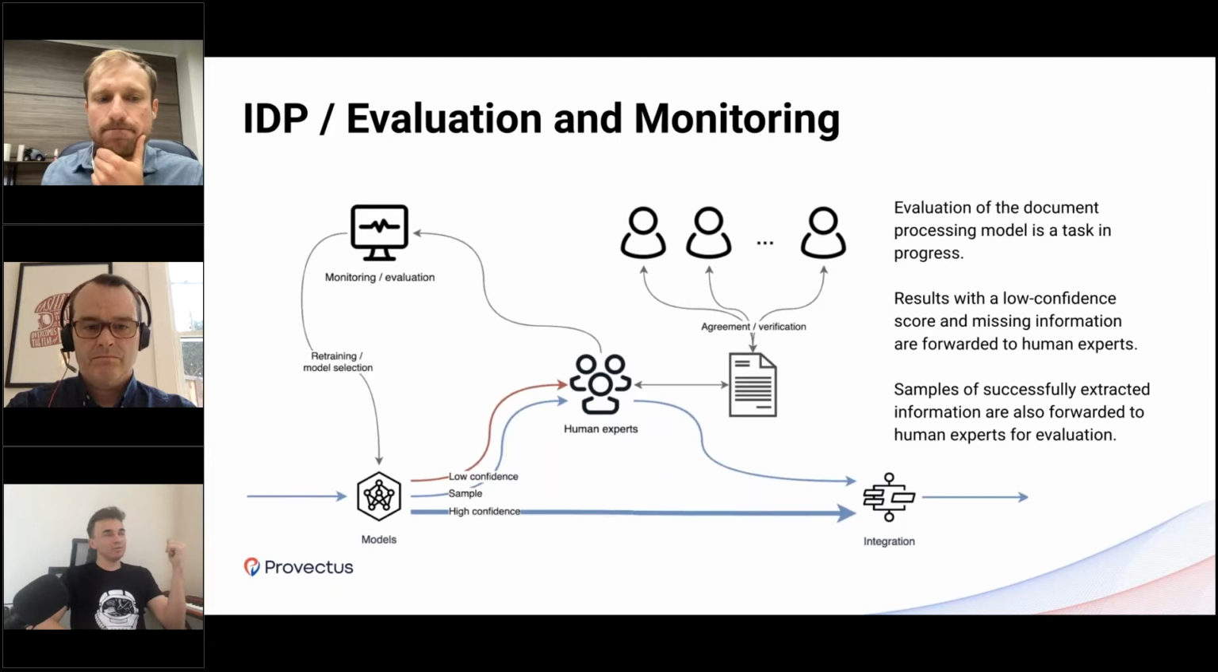And also on top of that, we should sample successfully fetched information from documents for human experts to verify also, because we constantly need to verify the behavior of the machines. Even if your algorithm says that it's working 100% correctly all of the time, which cannot be true, it needs to be always monitored and verified by human experts.